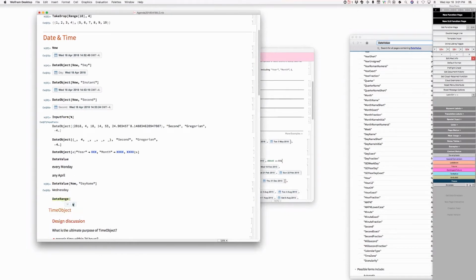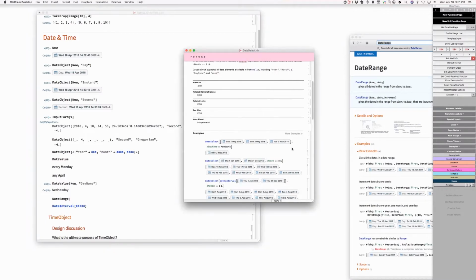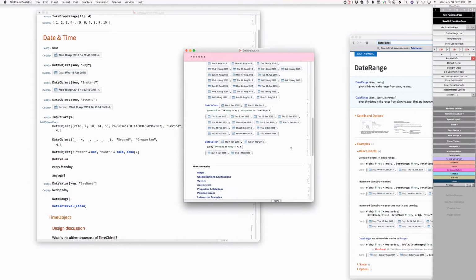But date range is the same as range. It's evaluated, as opposed to something which represents the date interval, which we don't have yet. Is that correct? That's correct. We don't have it. The third example in that ref page has a prototype notation for a date interval.